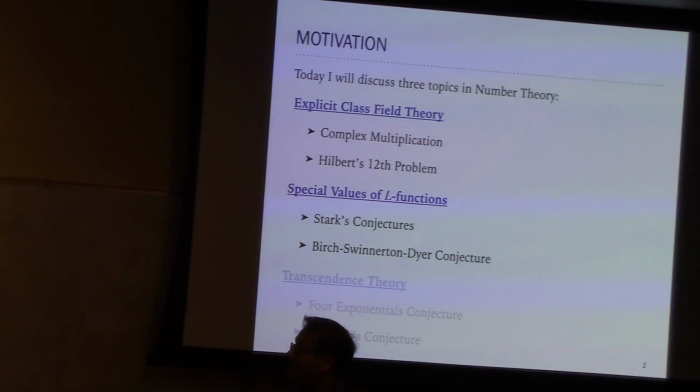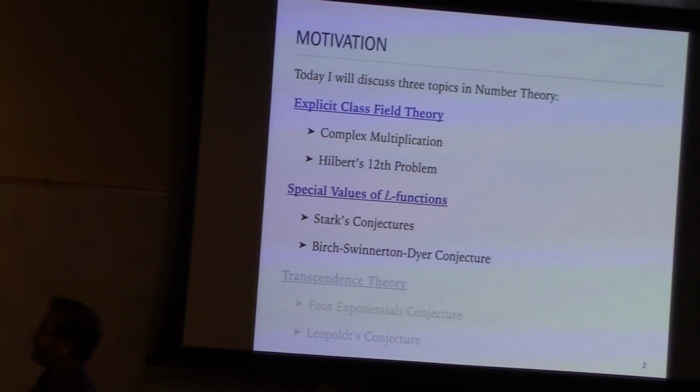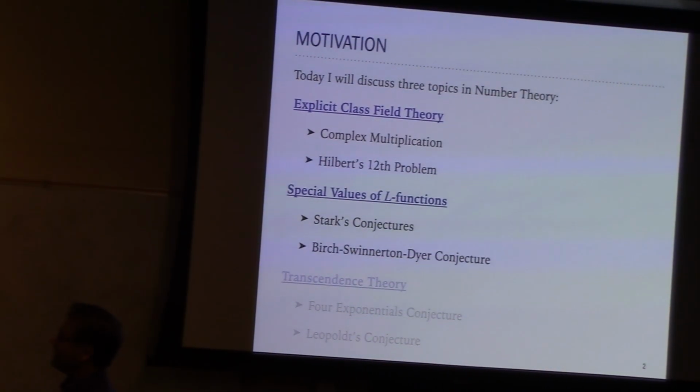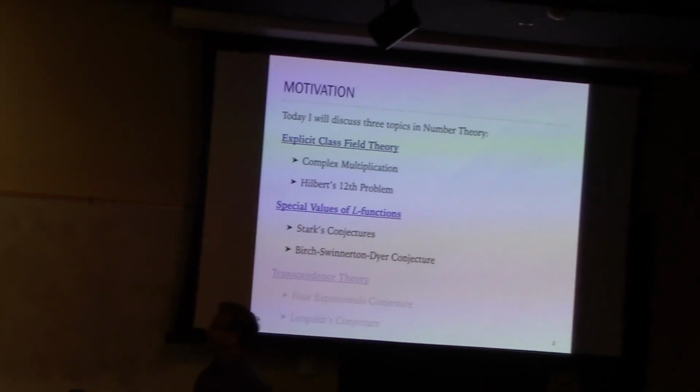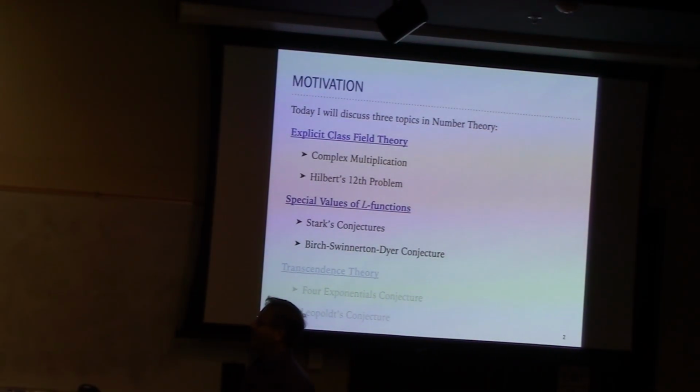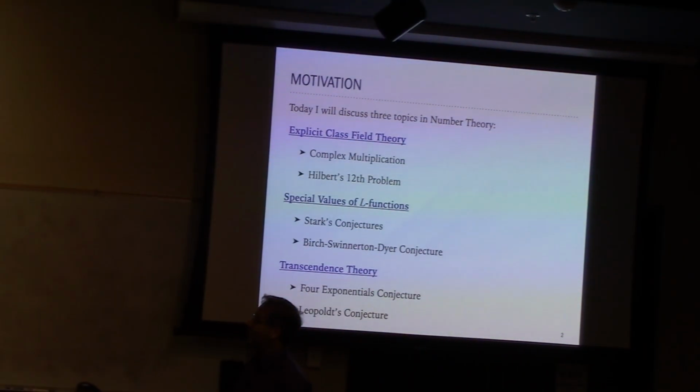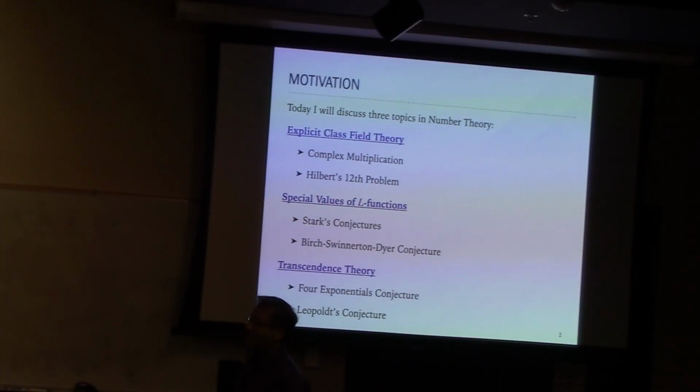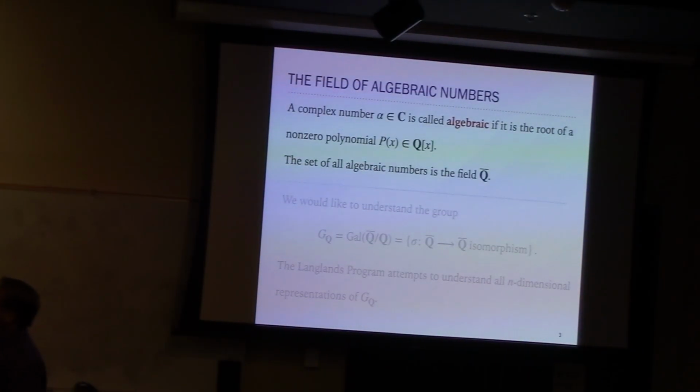And then the final topic that we'll veer off to at the end, but it's related to L functions, a connection between these different topics, is transcendence theory. There are really important implications of a certain conjecture, Schanuel's conjecture, for the original topic, explicit class field theory. All right, so let's start really basic.